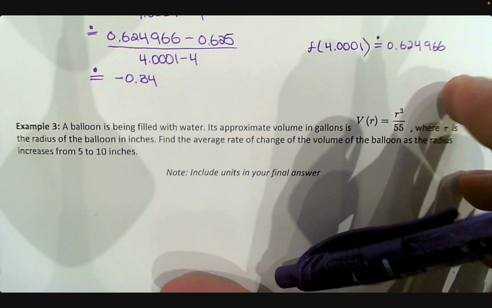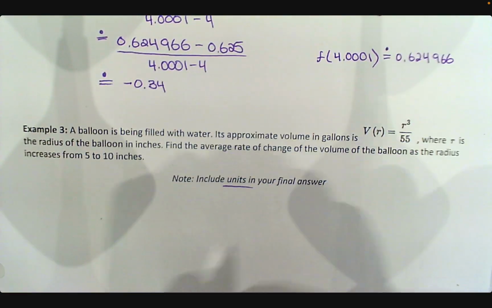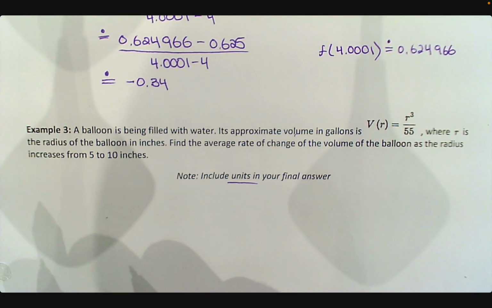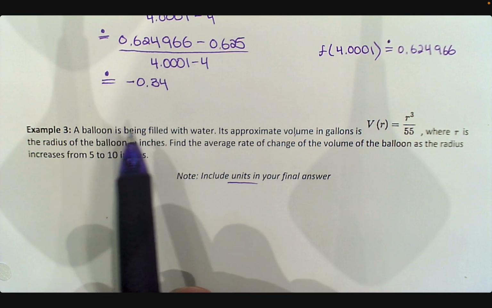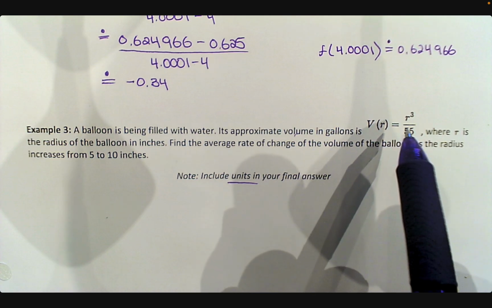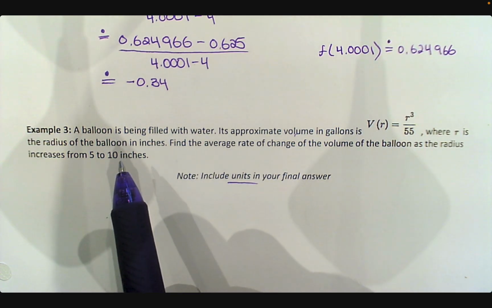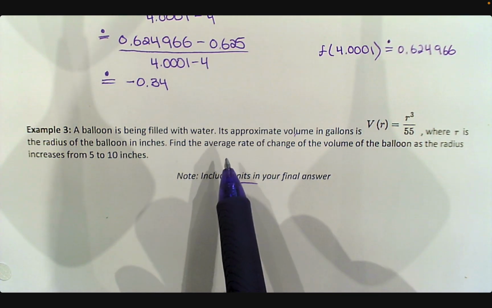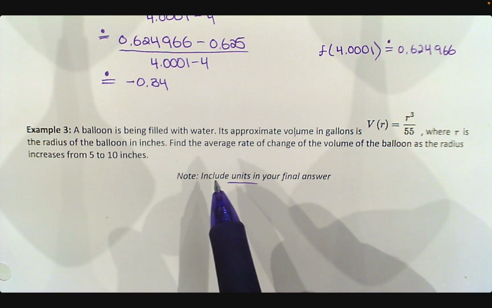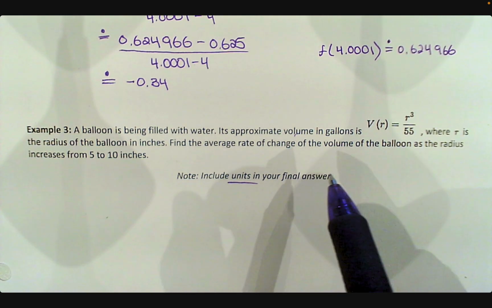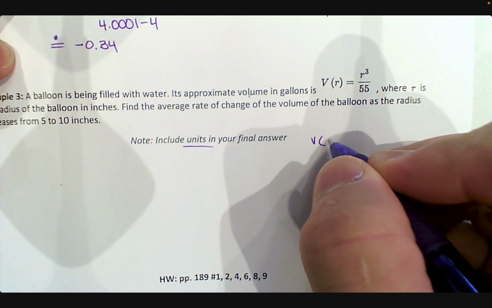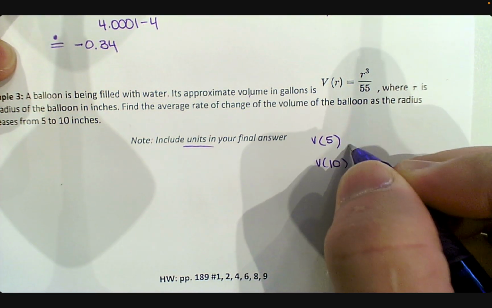In example 3, we need to now make sure that we include units in our final answer because we're dealing with a word problem involving volume. Let's see what they're asking us to do in this problem. A balloon is being filled with water. Its approximate volume in gallons is represented by V of R equals R cubed over 55. R is the radius of the balloon in inches. And I guess volume is measured in inches cubed. Find the average rate of change of the volume of the balloon as the radius increases from 5 inches to 10 inches. So let's go ahead and find V of 5 and V of 10.